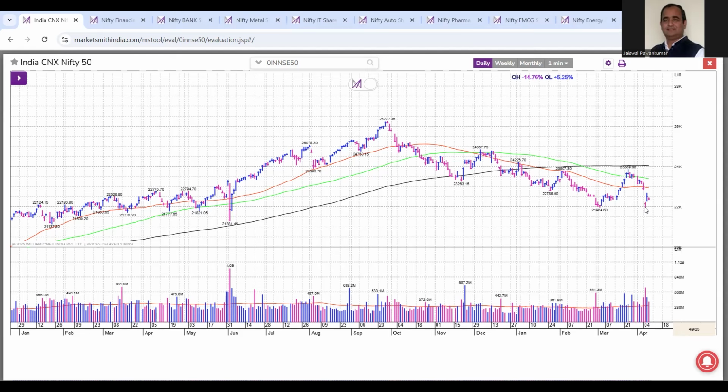And then there is news coming from the US market as well, because of the 90-day pause on the tariff. Because of that, the US market is up, so we can expect a very good bounce back in our stock market as well.